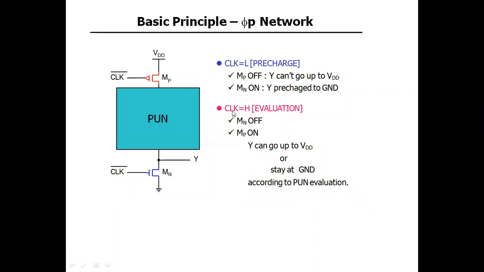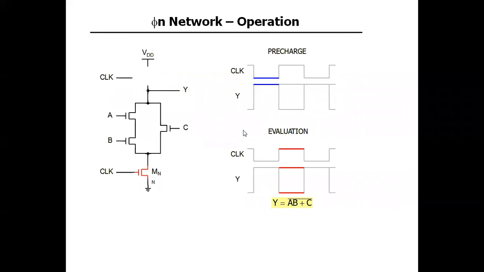And when the clock is high, then MN is on and MP is off. Here Y can go up to VDD or stay at ground according to the pull-up network evaluation. Based on this evaluation, it is either charged to VDD or to ground, right? So when it is low, it is called the pre-charge condition, and when it is high, it is evaluation. So that is the basic principle of the PUN. Now this is the PDN operation.